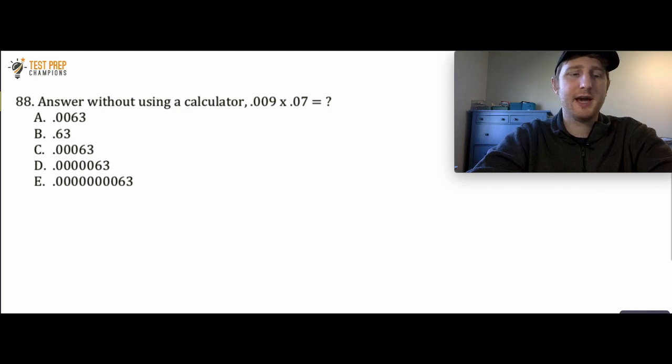Answer without using the calculator. 0.009 times 0.07. Let's have you try this one out, and if you get stuck, don't worry, we'll go over how to do it.